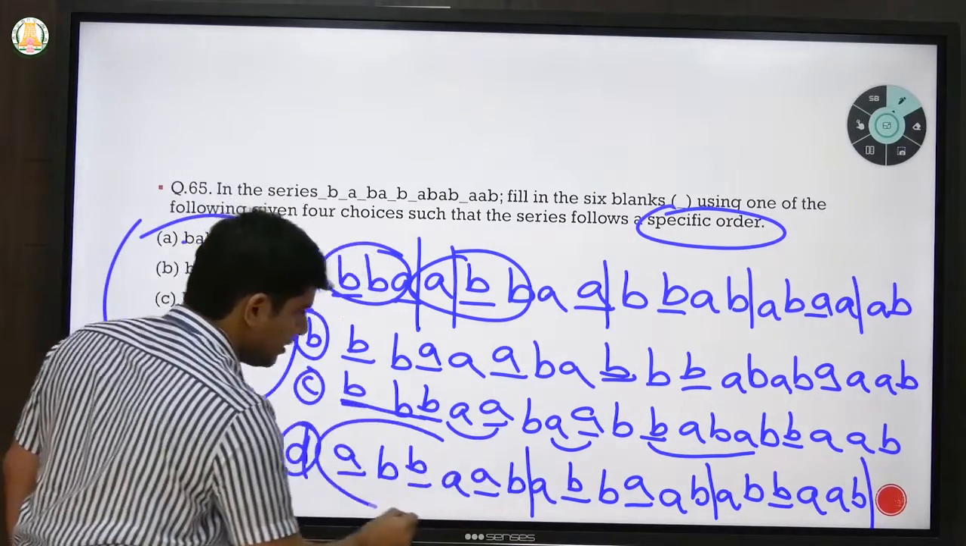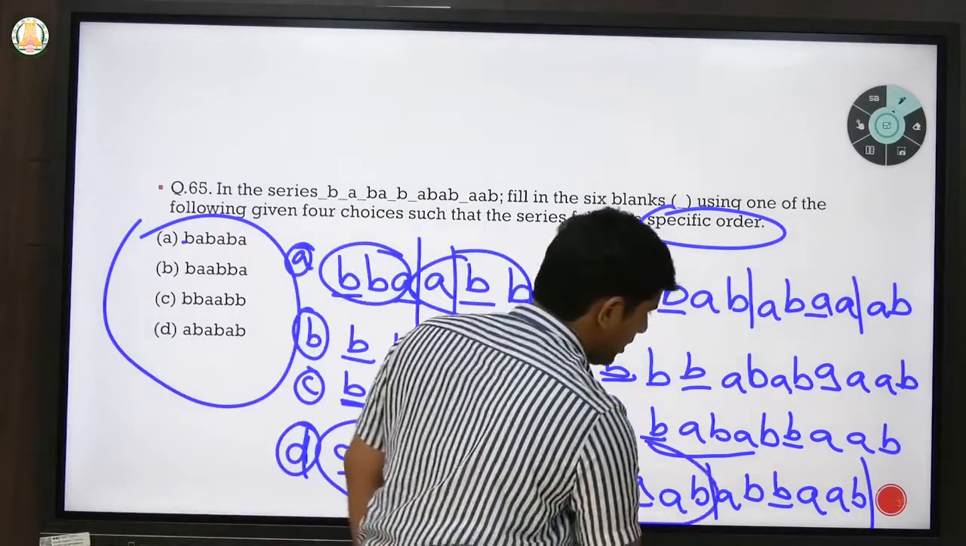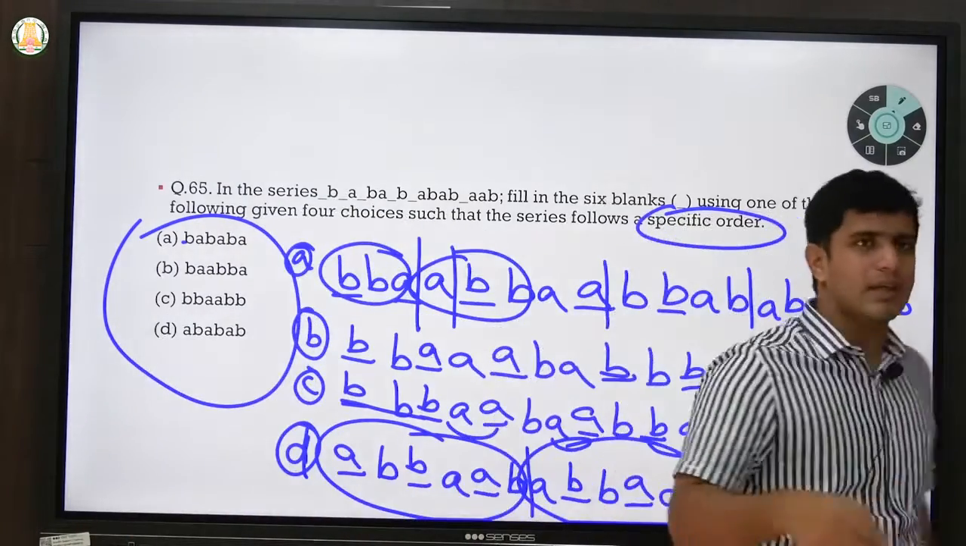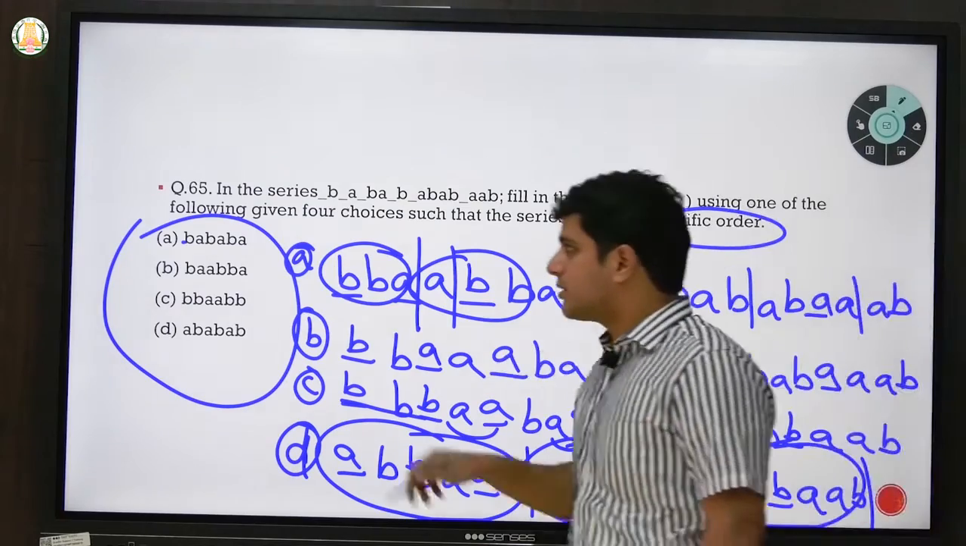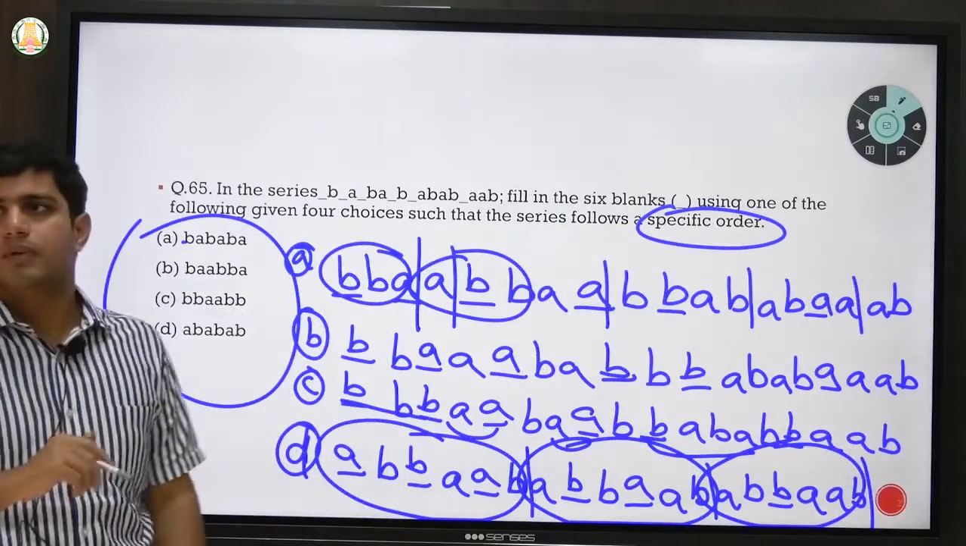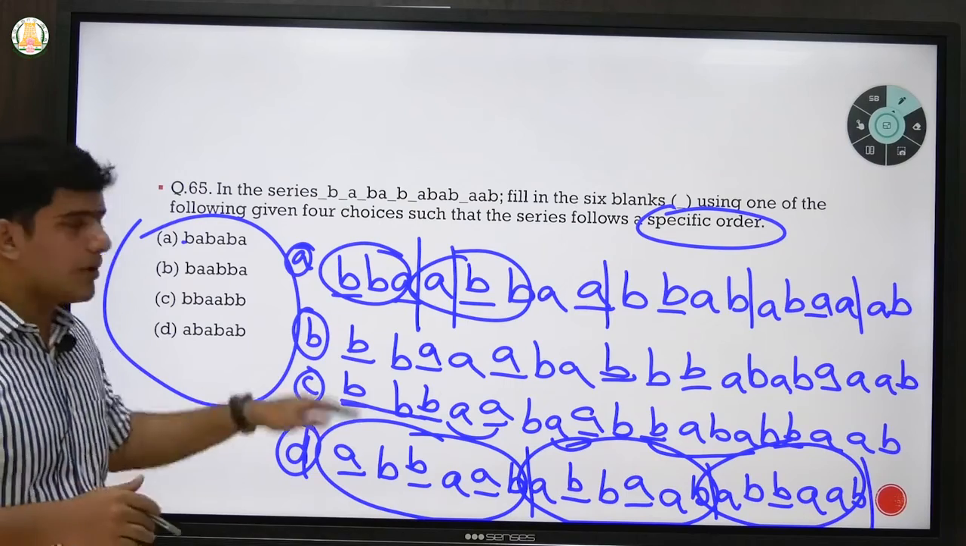So it's A, B, B, A, B, A, B, B, A, B and A, B, B, A, B. So this pattern will be recurring in the entire series. That is what you need to find. Okay, any doubt in this? You understood the process, how to do it?